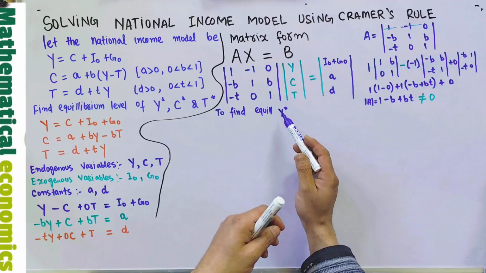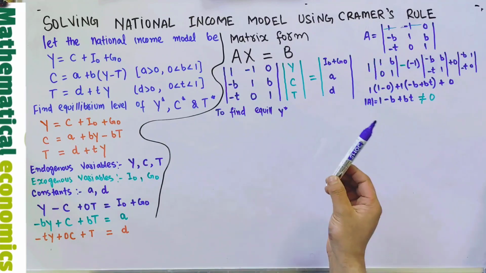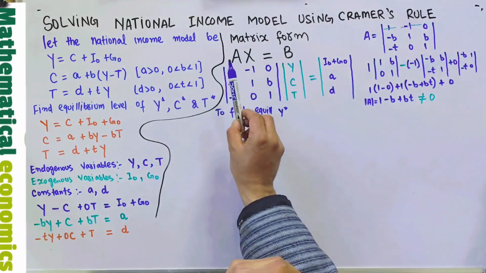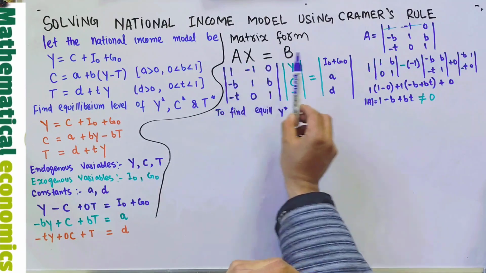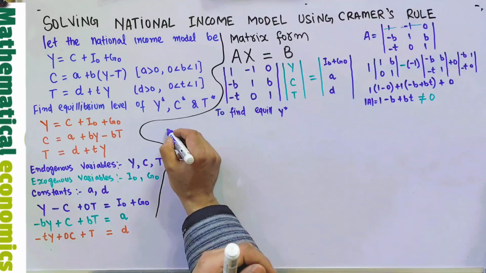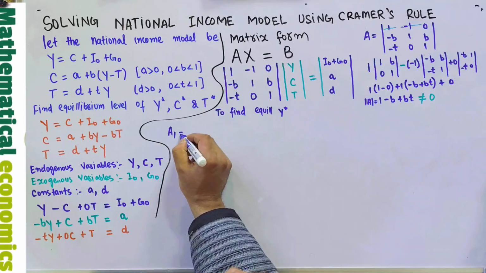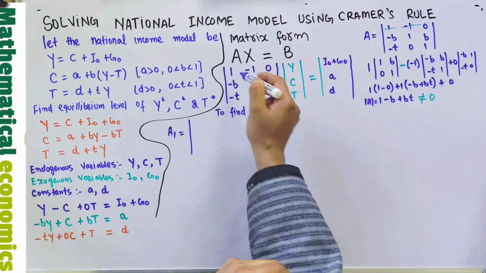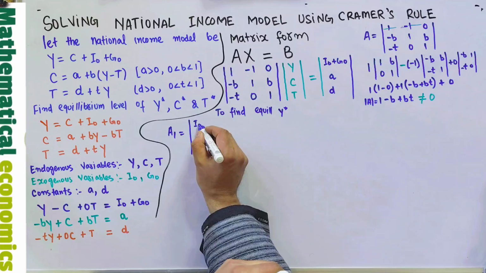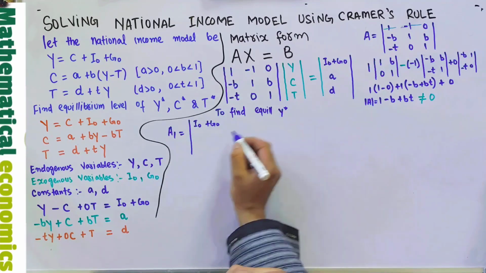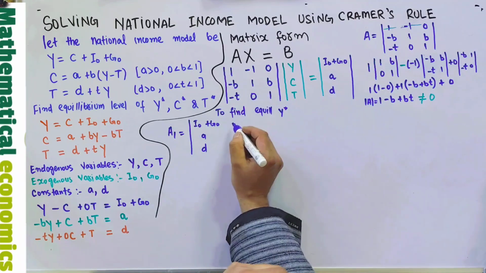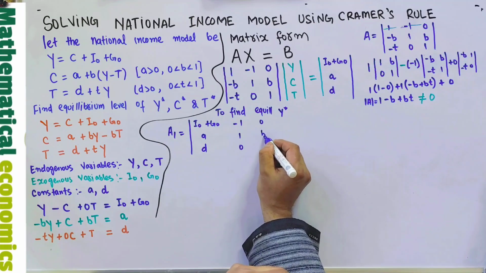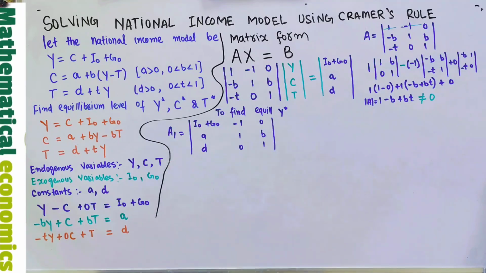To find out the equilibrium level of income, the first step is to replace the first column of the coefficient matrix with the vector of constant terms and form a new matrix A1. We replace this with this, so we will get I0 plus G0, then we have a and d, and then -1, 1, 0, and 0, b and 1. Then we take the determinant of this A1.